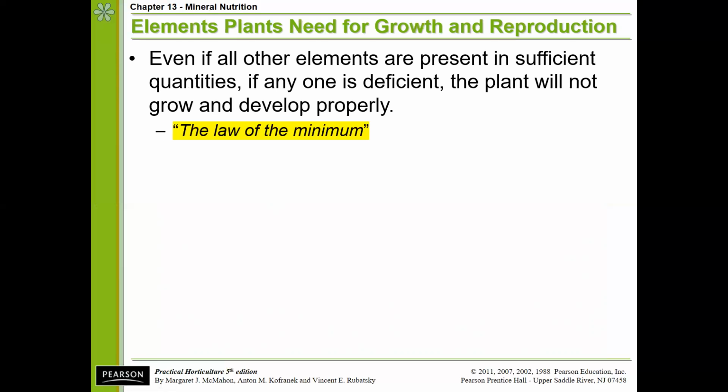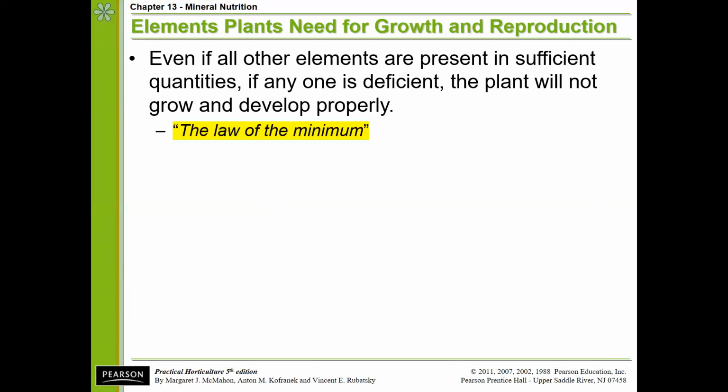So if any element is deficient, any of these essential elements, then a plant will not be able to complete its life cycle properly. And it may not be able to grow and develop properly. So Justus von Liebig, an early plant scientist, developed what is called the law of the minimum, which we still look at today, which basically states that one element that is found in the least amount, deficient, is going to be the limiting factor for growth and development in a plant.